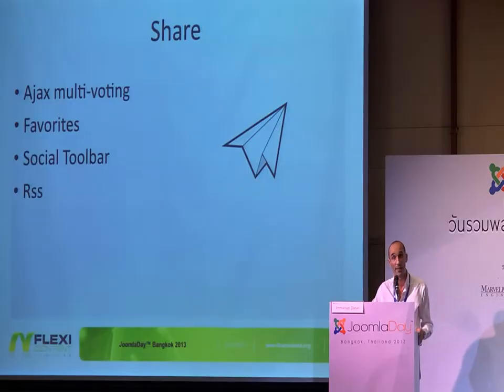Okay, it has Ajax multi-voting. That means, when I say multi-voting, that when you vote for an article, you don't just have one kind of vote. For example, if you vote for a car, you can have the engine, the design, the color, and each can have a different vote.